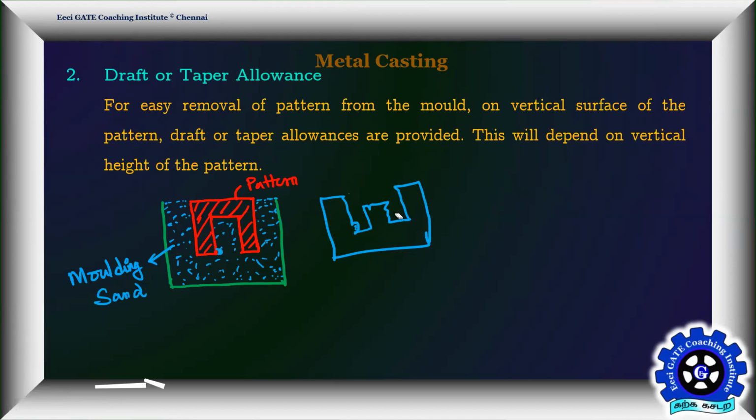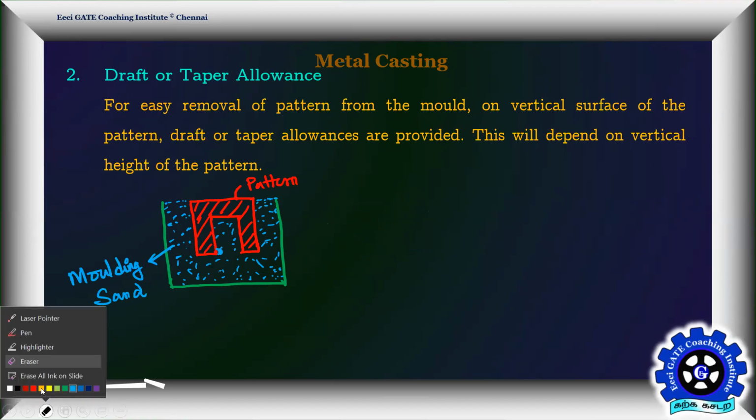So to make sure you get the pattern out easily, you give that allowance. You make some allowance onto the pattern, like you make your pattern like this. So this is your upper portion.